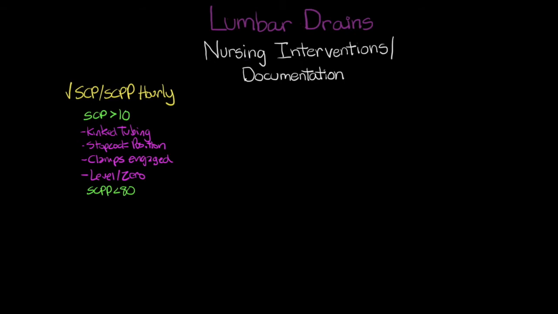So the next intervention that you want to do is you want to monitor and record your drainage hourly. So again, like we talked about with your orders, you want to keep it open unless you are repositioning or ambulating the patient. And it's important that if you are doing any of these, that you do turn the drain off to the patient, so that way we don't get excessive drainage by accident. You want to not allow over drainage.